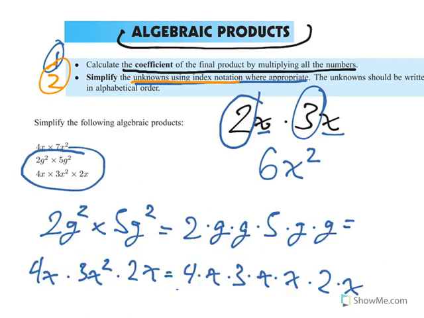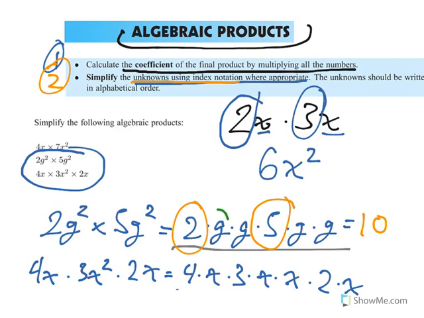All right, let's see if you got this. 2g squared times 5g squared, if we expanded it, we would have this right here. Our coefficients, 2 and 5. Our variables, g, g, g, g.